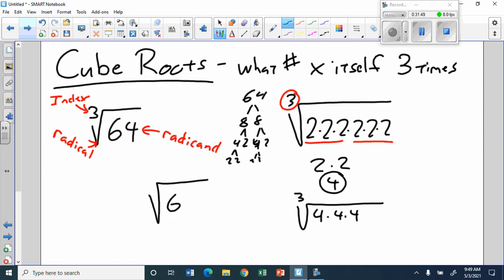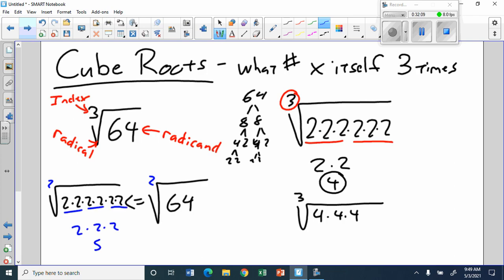Now if I did the square root of 64, and we follow that same principle, I put 2, 2, 2, 2, 2, 2, all of the 2's there. Because the square root has a 2, I pull out the pairs. 2 times 2 times 2 is 8, because 8 times 8 is 64.